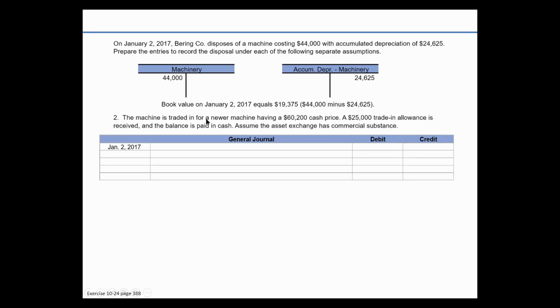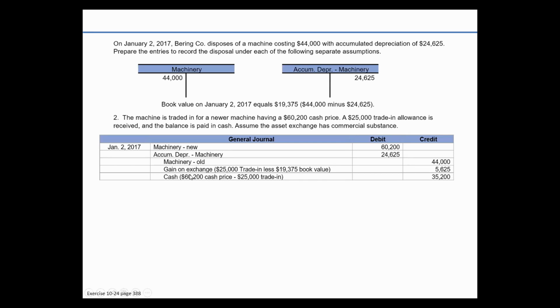Now, the machine is traded in for a newer machine having a $60,200 cash price. A $25,000 trade-in allowance is received, and the balance is paid in cash, assuming the asset exchange has commercial substance. So we see here that we actually gained on the exchange. So you have machinery new for $60,200, accumulated depreciation machinery of $24,625, and then you have machinery old $44,000. The gain on the exchange, $25,000 less than $19,375 book value, is $5,625, and so then we'd also credit cash for the amount that we paid, so the balance.